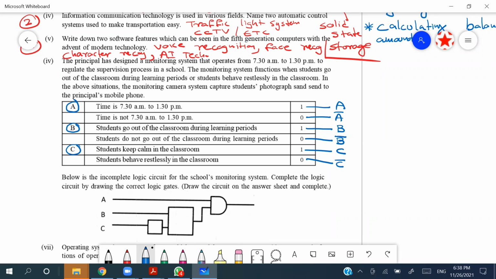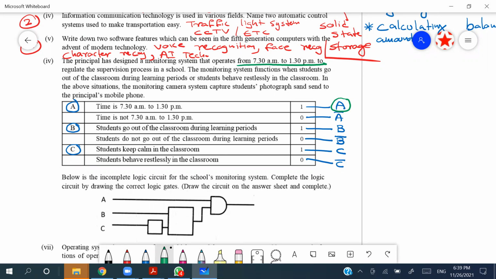These situations will decide whether to send a particular photograph of the student to the principal's mobile phone or not, right? So what we have to do is figure out how the situation is going to go on. Now, the situation is easy. What the principal is expecting from the system is during the school hours, right? That means between 7:30 a.m. to 1:30 p.m. So the time should always be in that particular range. That is indicated by A.